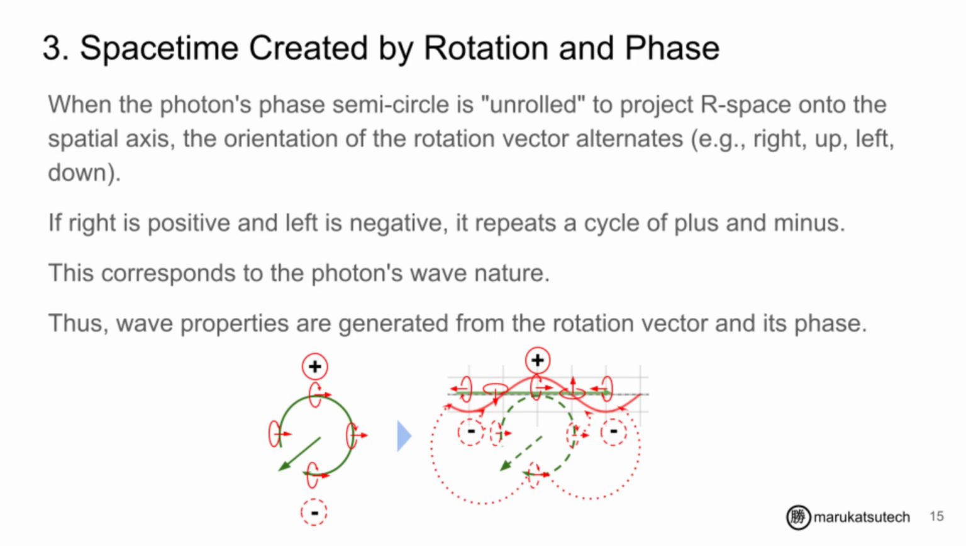When the photon's phase semicircle is unrolled to project our space onto the spatial axis, the orientation of the rotation vector alternates, for example, right up, left down. If right is positive and left is negative, it repeats a cycle of plus and minus. This corresponds to the photon's wave nature. Thus, wave properties are generated from the rotation vector and its phase.